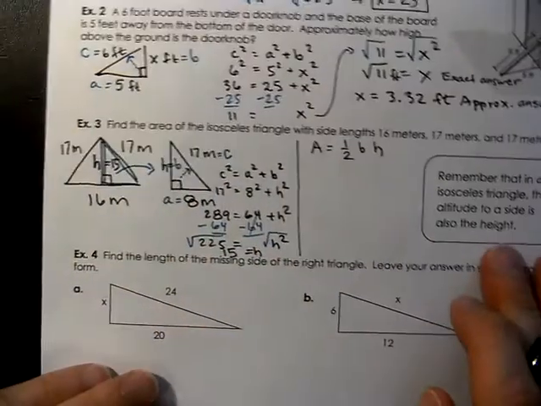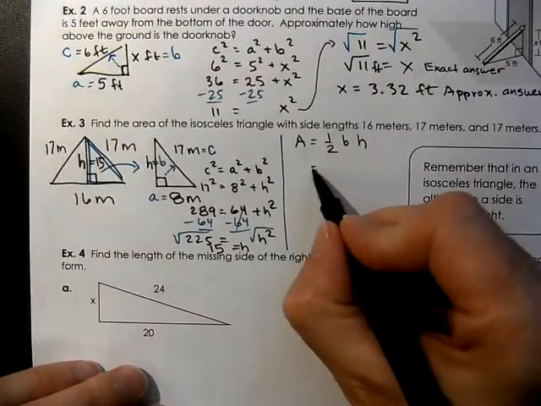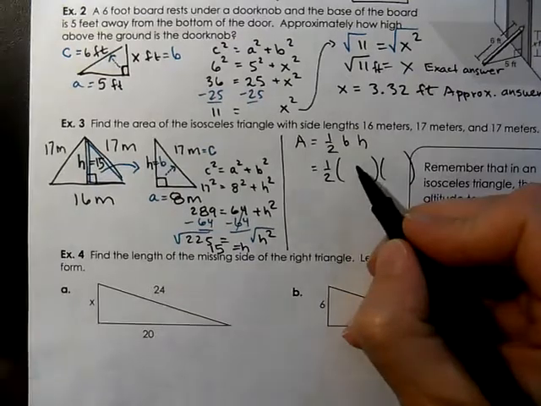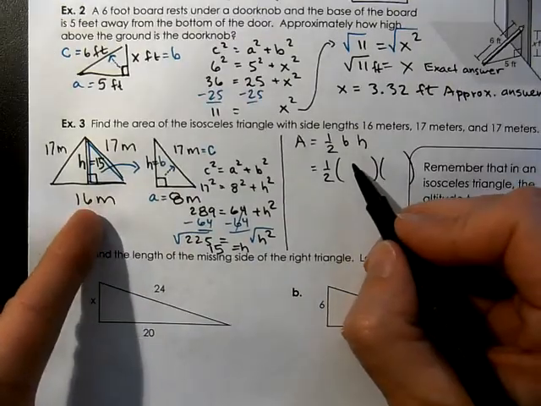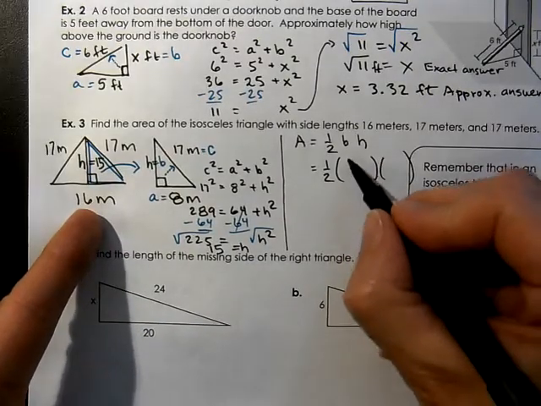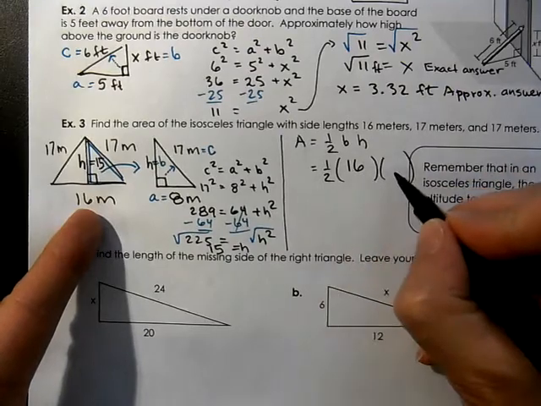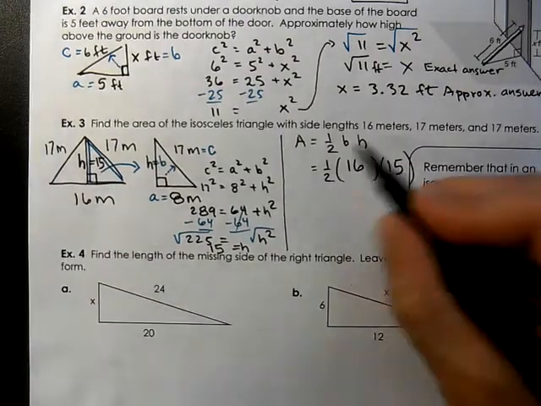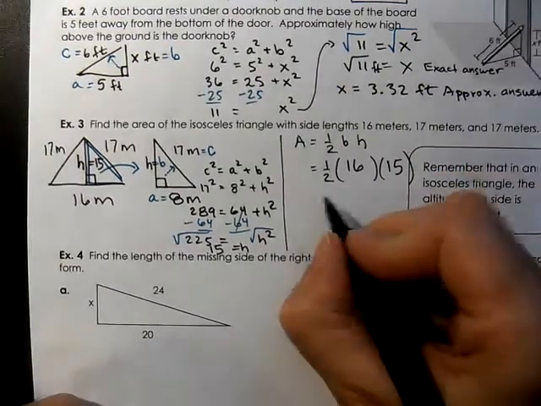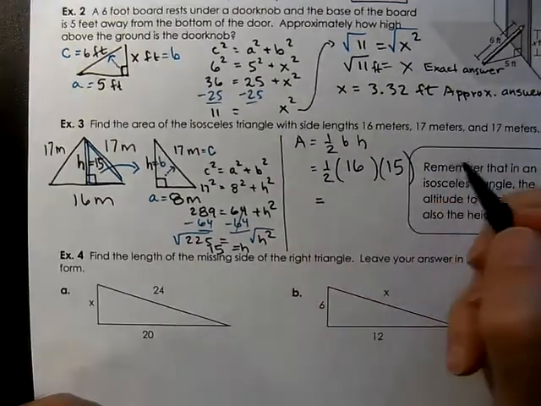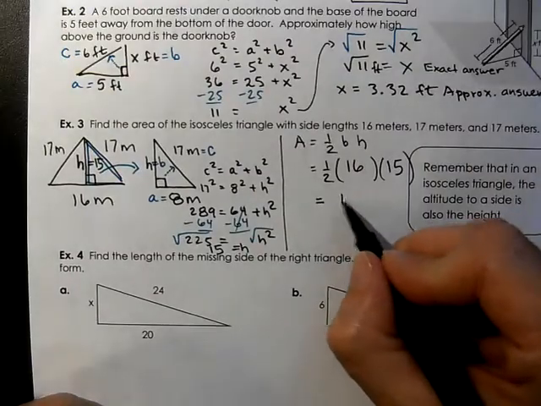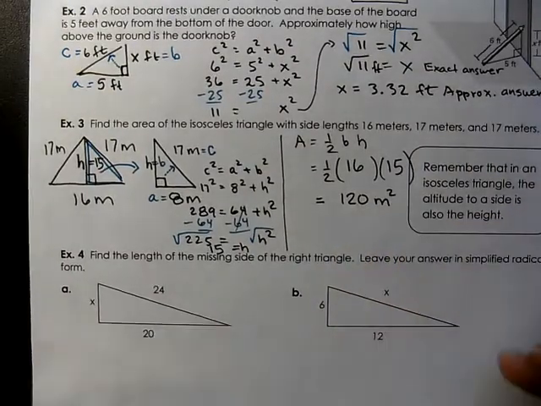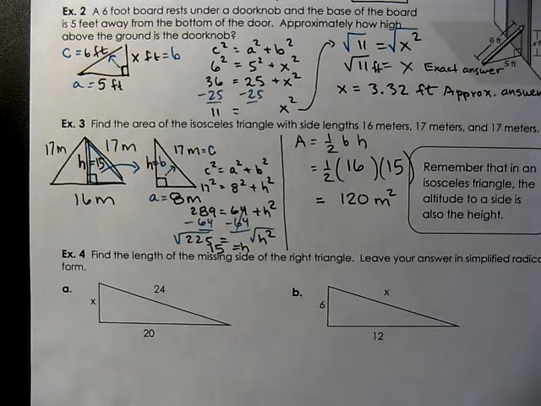So let's find the area. Area is 1/2 times the base times the height. Now again, the base is the original base of the original triangle. So that's the 16 meters, and the height is the 15 that we found on the previous step. So again, I can use my calculator here to help get me a result, and I get, let's see, I think it's 120. Now this is area, so the units have to be meters squared, and there it is.